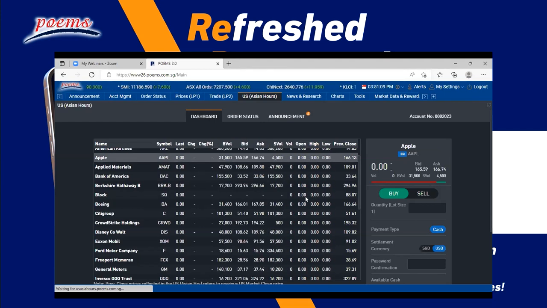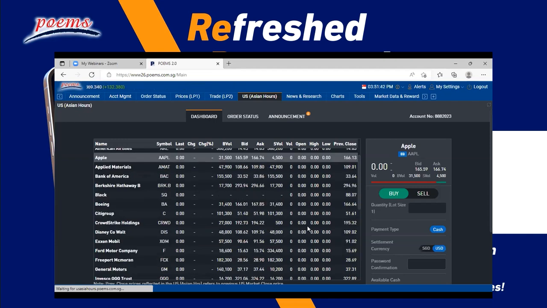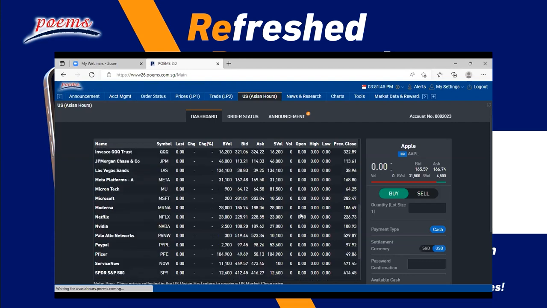Okay, so by right, if you are a seller that wants to sell your Apple share, you can actually look for the bid price, which is 165.59. If you are a buyer that wants to buy the Apple share, you can look for 166.74, which is the buying price. So if there is any matching, like buy and sell matching, it will appear in the last traded price. Since there is no matching for the Apple price, that's why the price is showing 0 for you, unless you actually buy at the price that I mentioned. So this will be the US Asian hour.